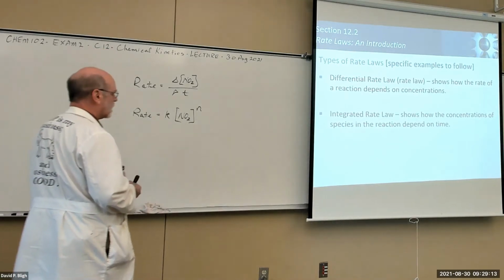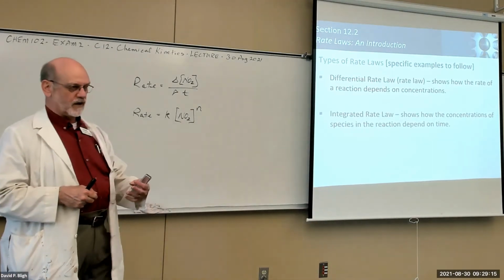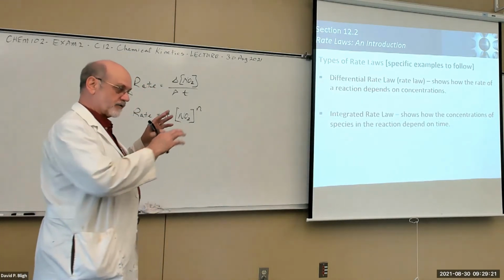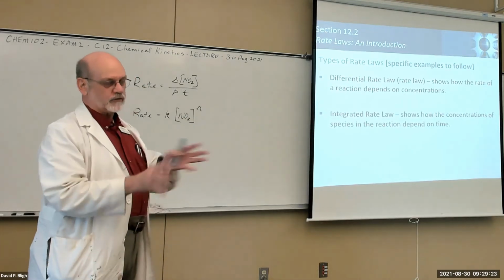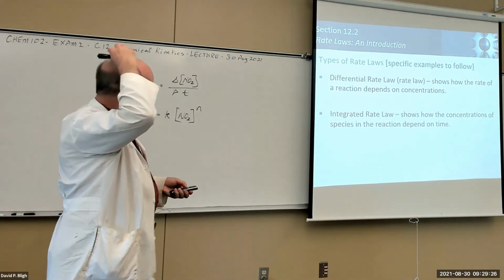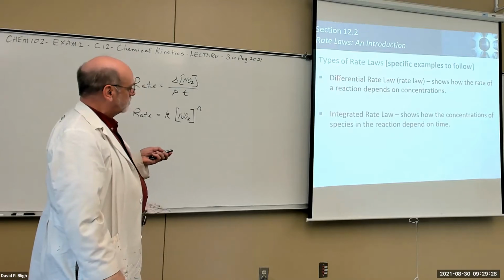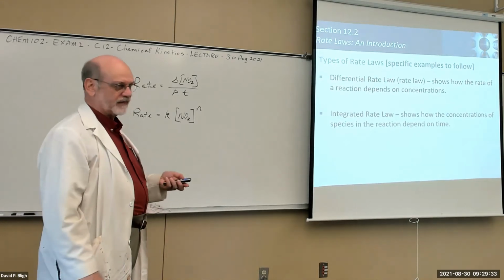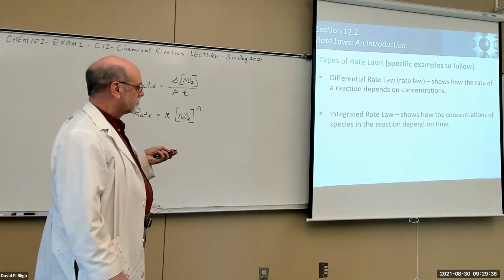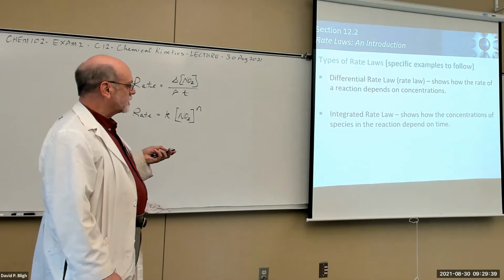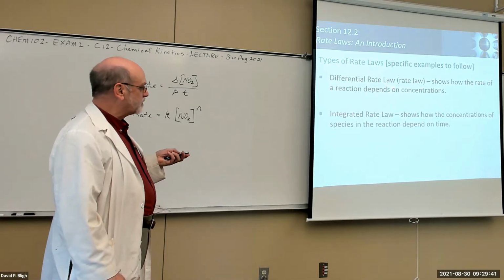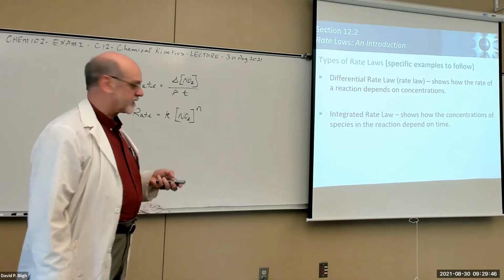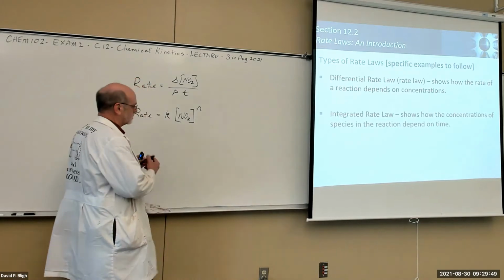Okay. So there are a couple of different ways to express rate laws, and it depends. One is useful under certain circumstances, and the other is more useful under other circumstances. And this goes back to calculus, right? But you don't have to know calculus to understand this. Differential rate law. This simply shows how the rate of the reaction depends upon the concentrations of the reactant. And this is the differential form.